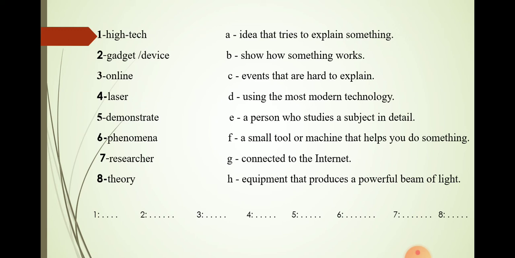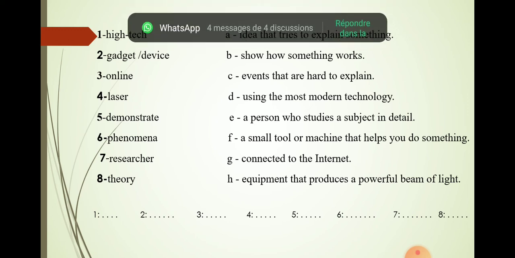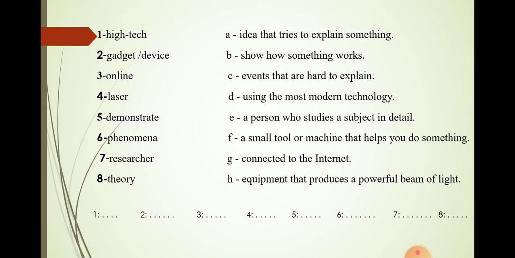We have on the list: high tech, gadget or device, online, laser, demonstrate, phenomena, researcher, theory. On the other hand, we have definitions. So we are going to read the definitions one by one, and then match them with the words they define. So let's start with A, idea that tries to explain something.